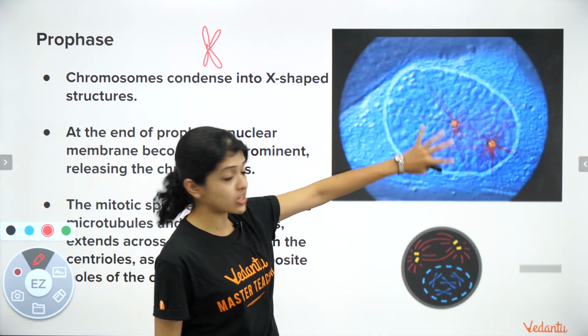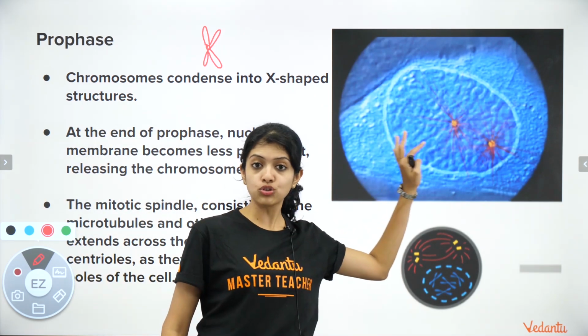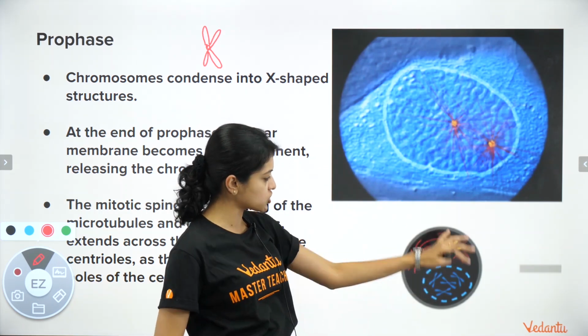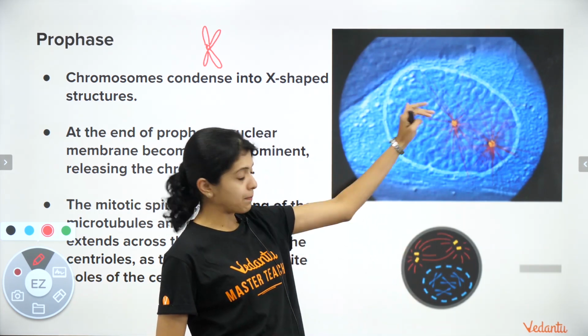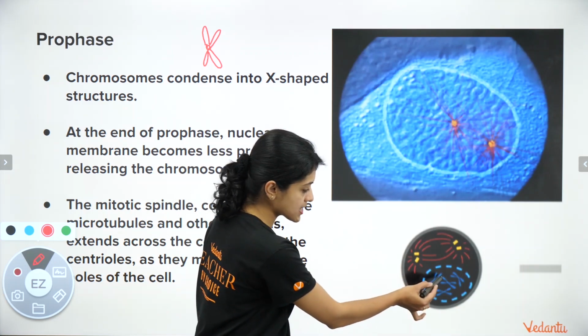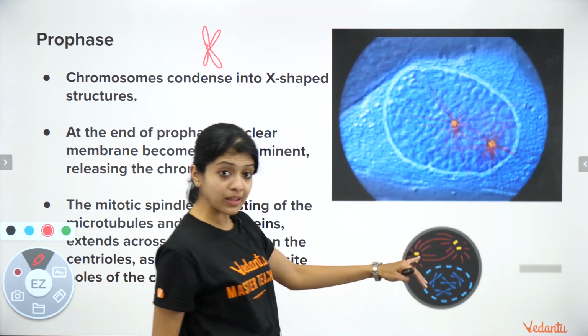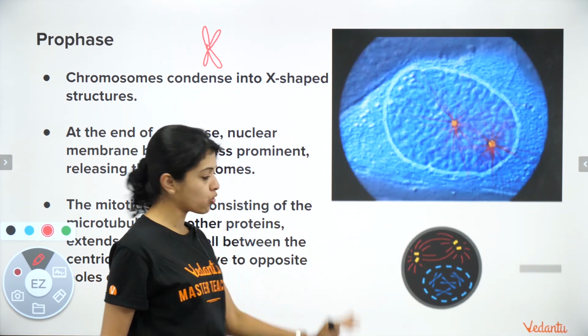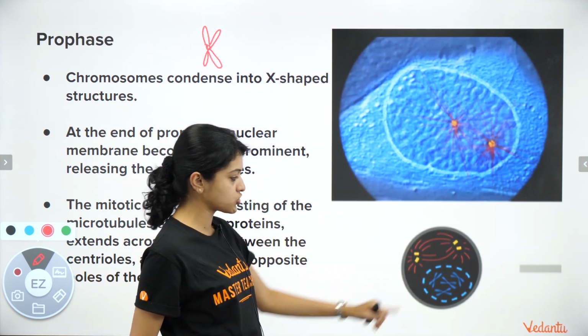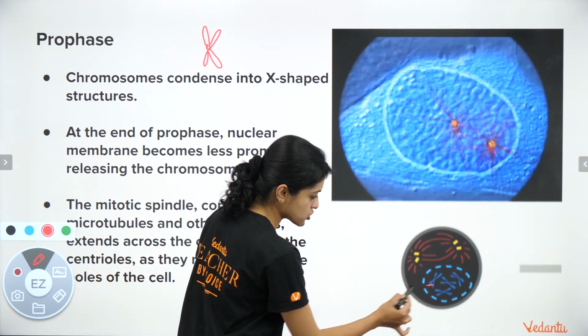Now, this image that I have at the top is actually the view that you can see under a microscope, and this is just a drawn image to represent this, okay? So you see that the chromosomes are arranged as X-shaped, and we will talk about the remaining structures as we go along, okay? So these blue X-shaped structures are our chromosomes.